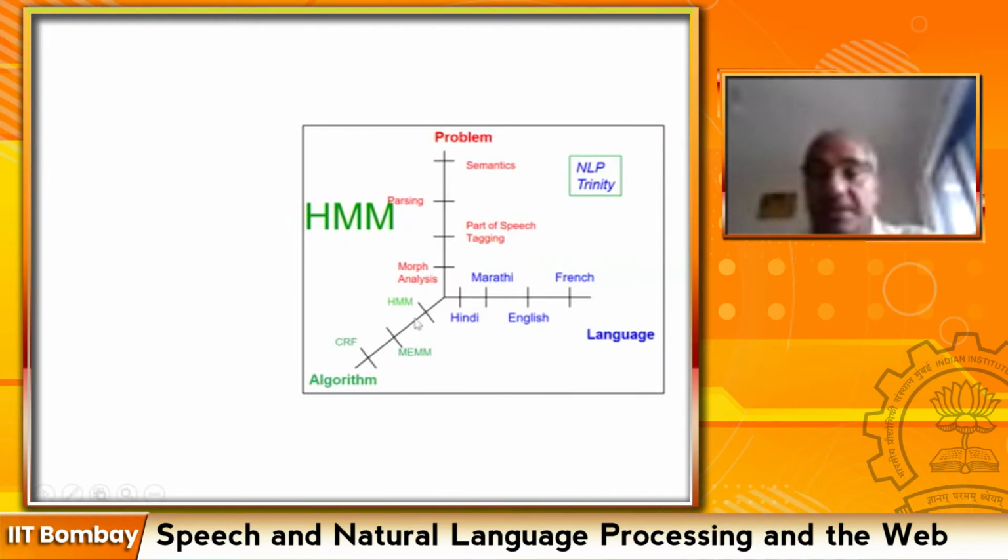Which axis in this three-dimensional diagram are we referring to? The axis is the algorithm axis or the technique axis. We have decided on the language, English. We have decided on the problem, part of speech tagging. Now we are going into a detailed discussion on the technique. But we will always transit between the technique and the problem, that is, the hidden Markov model and the part of speech tagging task. This transition will go on happening.